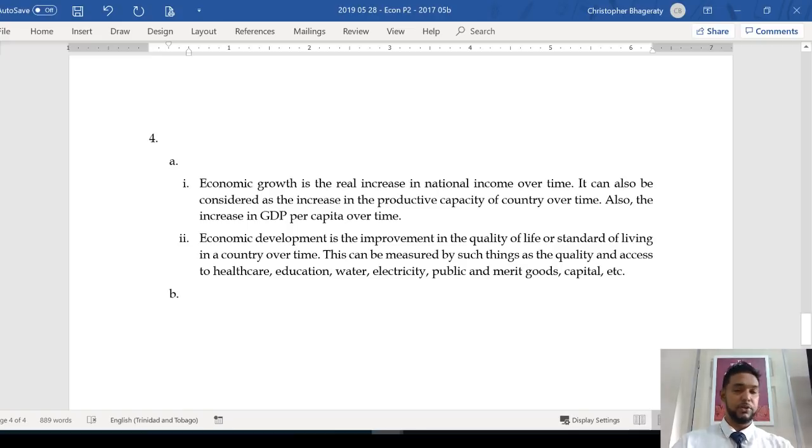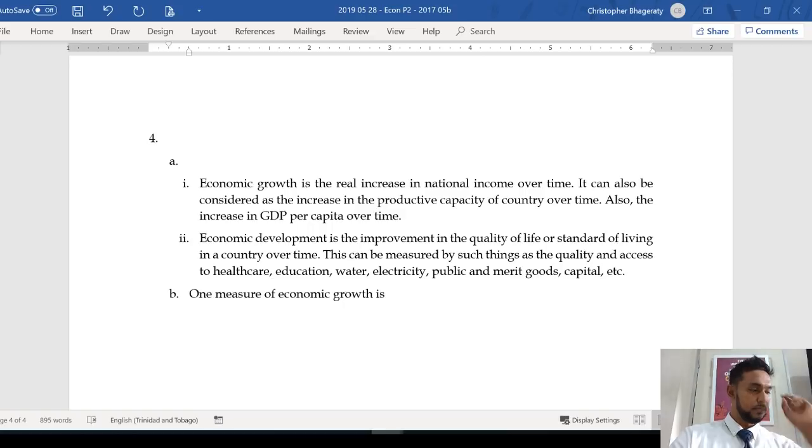So state one measure of economic growth. Well, like I said, we have three ways to measure: output, expenditure, and revenue. So you can measure the increase in output over time, the increase in expenditure over time, or revenue. So GDP, right? GDP is the basic one, also. Yeah. Right. Okay, cool.